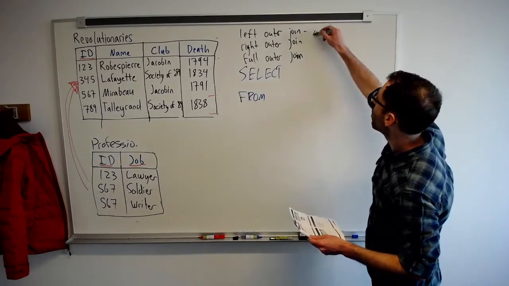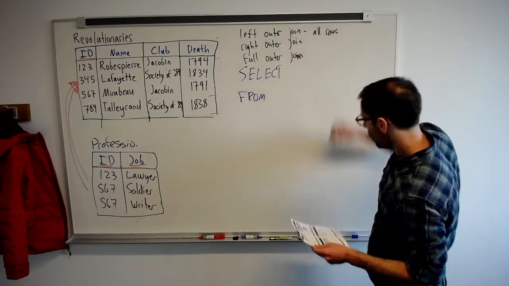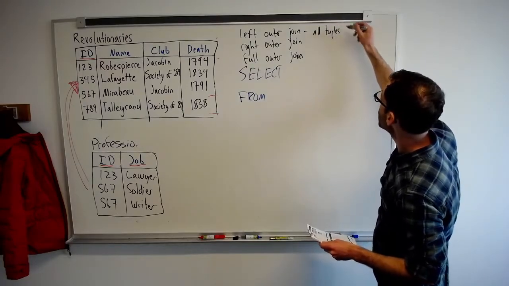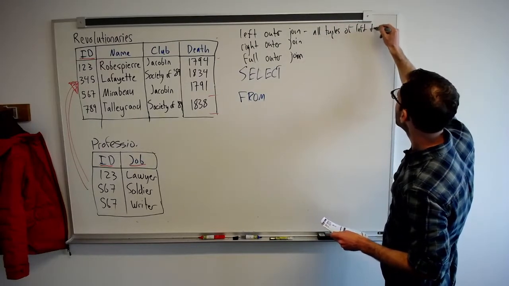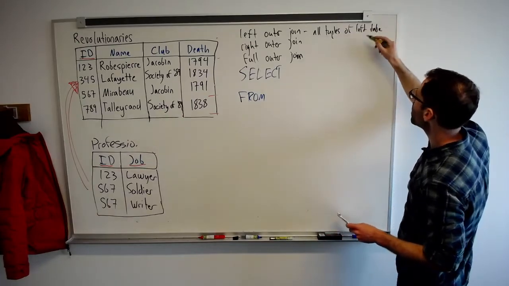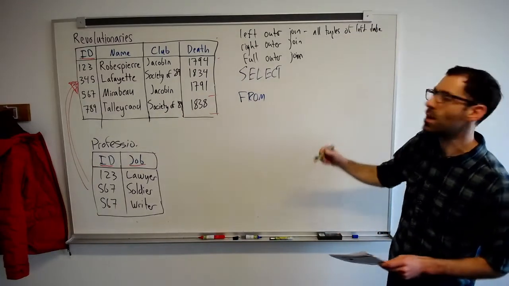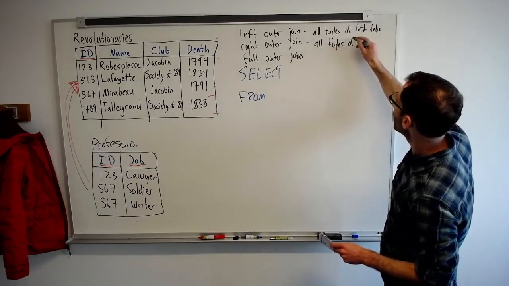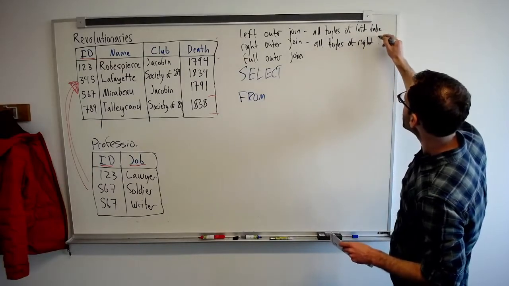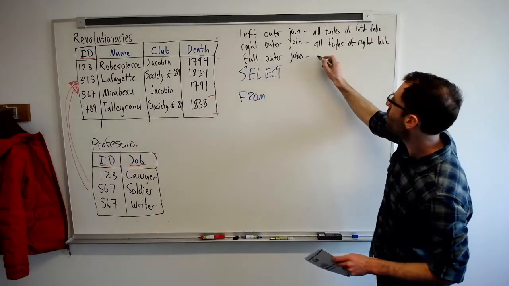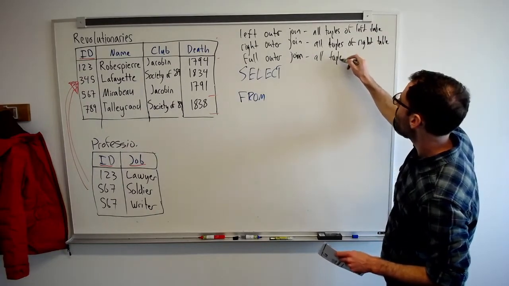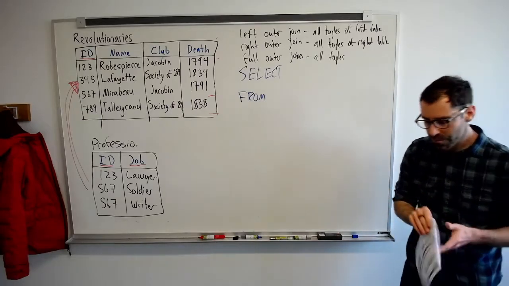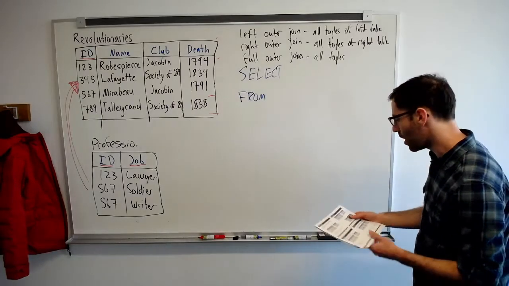So all, I don't want to say rows, I want to say tuples. All the tuples of the left table are included in the output. The right outer join says all tuples of the right table, and the full outer join just says all tuples from both tables are preserved in the output. So what does this actually look like?